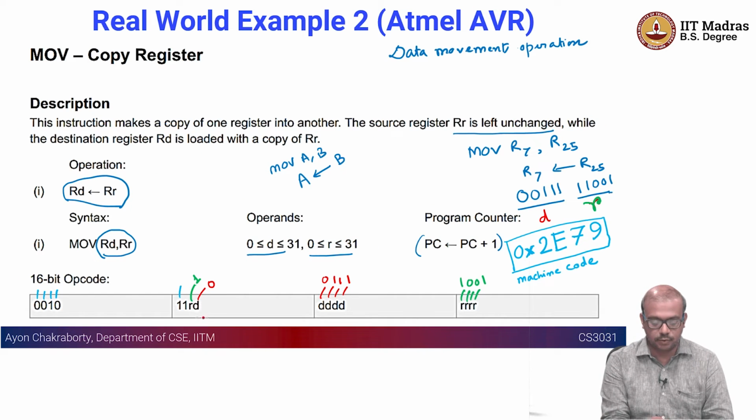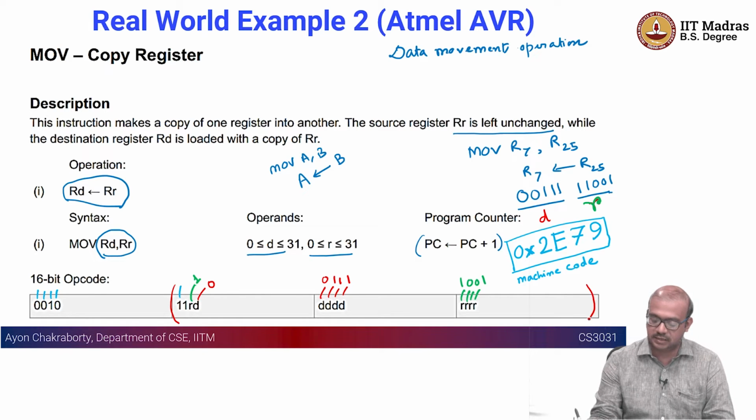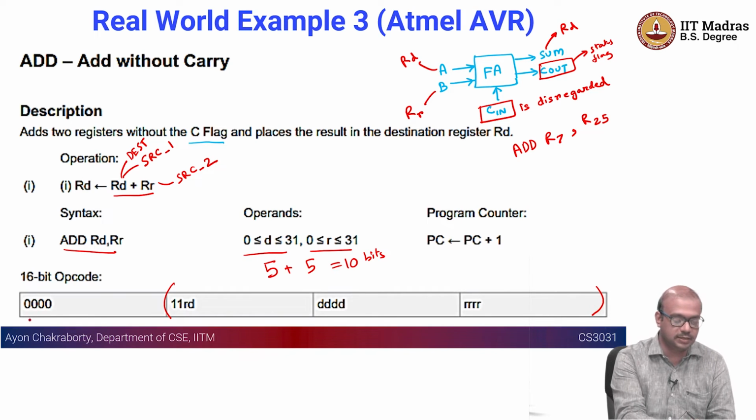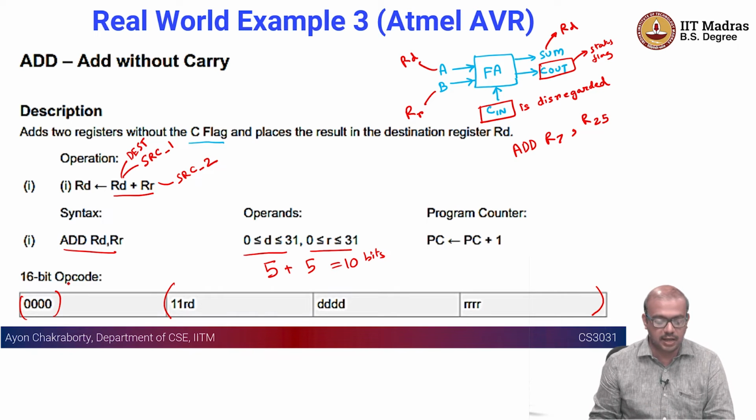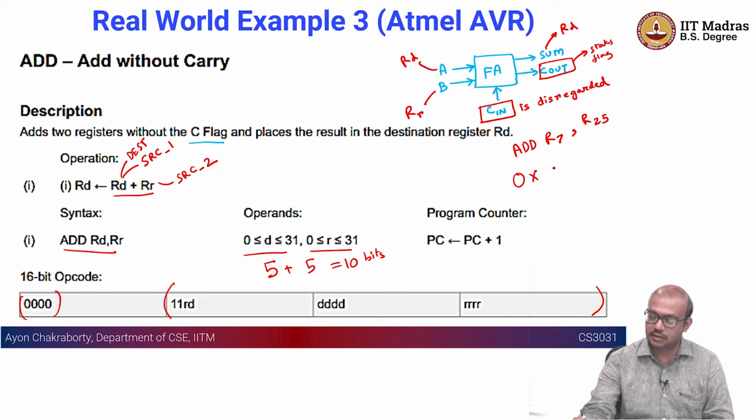As you can see, there is no difference in the least significant 12 bits; they are the same. 1 1 RD, DD RR RR. Similarly here also 1 1 RD, DD RR RR. Okay, so the only thing that is different is the 0000. Earlier it was 0010, so it was 2E79. This one will be 0E79, so 0x0E79.